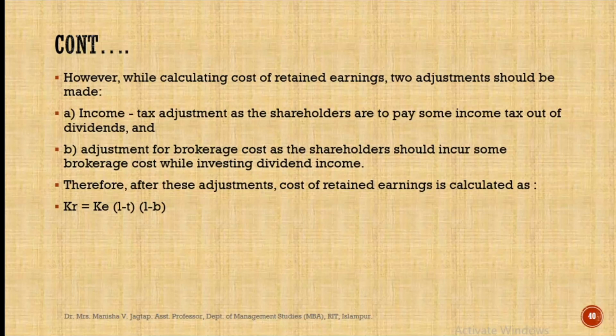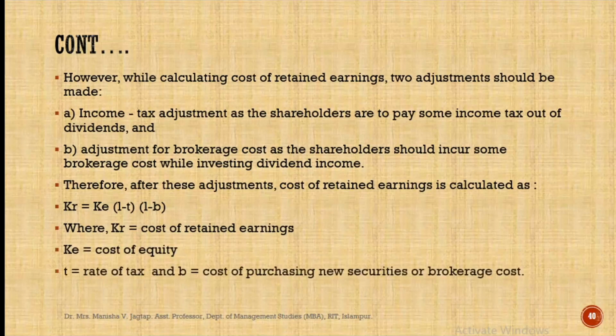The formula is KR is equal to KE into bracket 1 minus T into 1 minus B, where KR is the cost of retained earnings, KE is the cost of equity, T is the rate of tax, and B is the cost of purchasing new securities or brokerage cost.